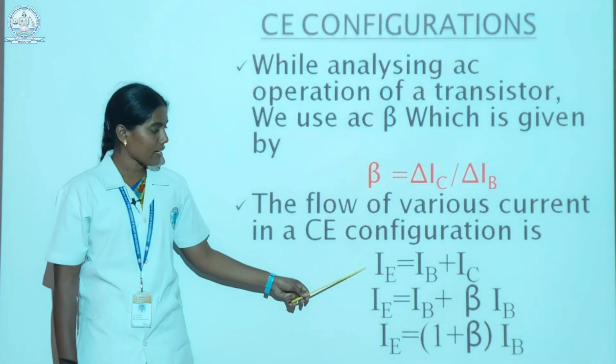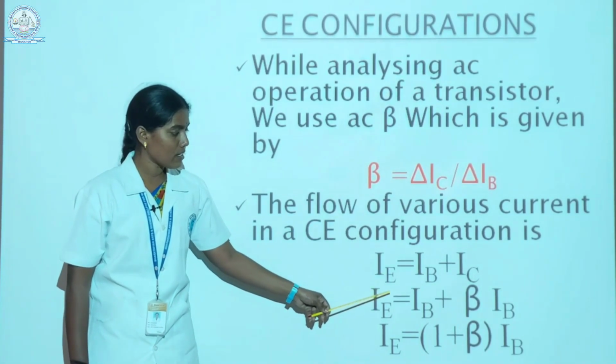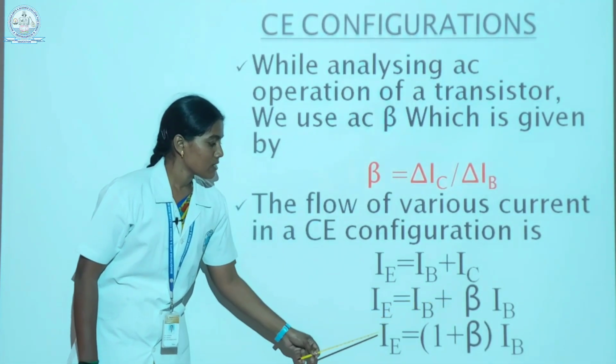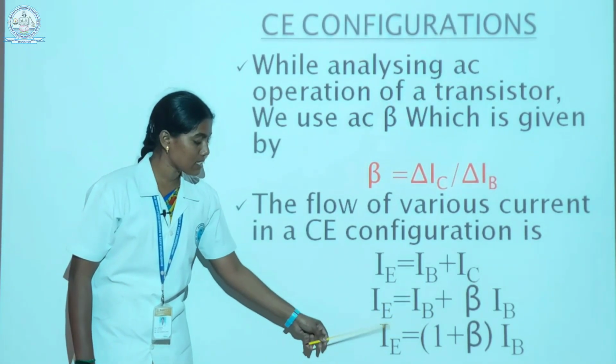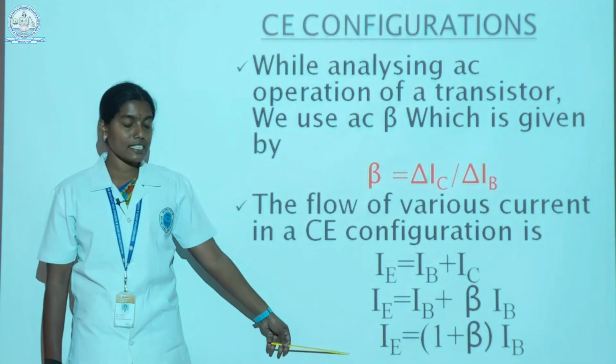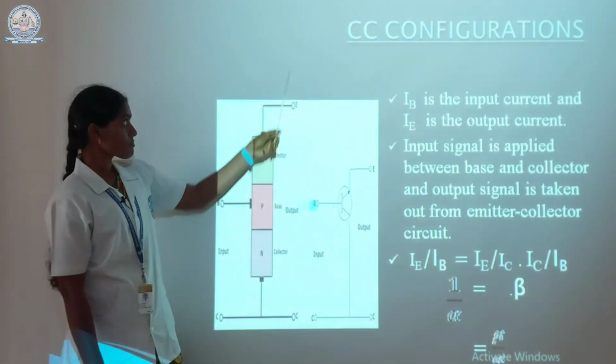This is the emitter current. Just apply the value of beta times IB. The common term IB is taken out from the 1 plus beta term. This is the common emitter alternating current of the transistor.